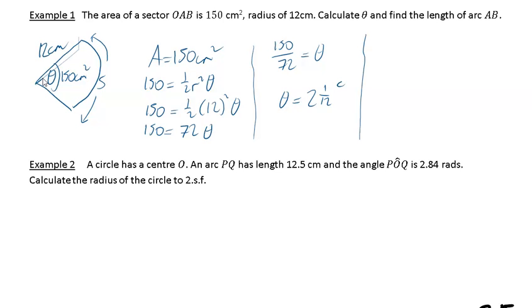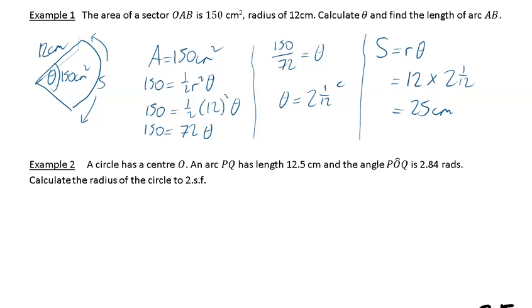Once you've got your angle at your center in radians, then you're good to go to find your arc length. So the formula they had given us was s is equal to r theta. So in this case, the radius was 12 times 2 and 1/12. And you can nearly do that in your head. 12 times 2 is going to give you 24. 12 times 1/12 is going to give you 1. 24 plus 1 is going to give you 25 centimeters.